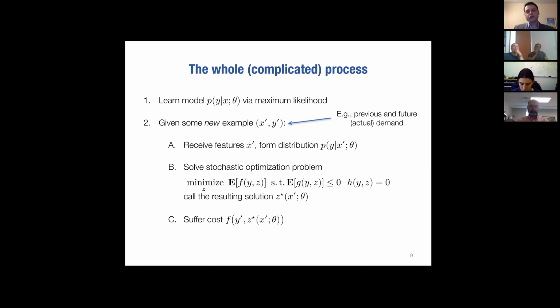All right, so the whole two-stage stochastic programming process, I would argue, goes something like this. The first step is that we want to learn our model, right? We have a bunch of past data, and we're going to learn our model, i.e., we're going to learn our parameters, theta, via maximum likelihood.